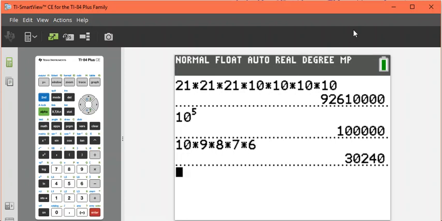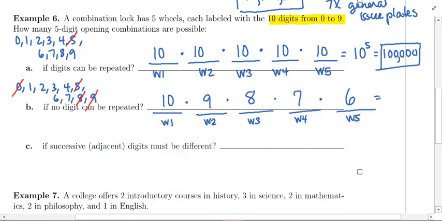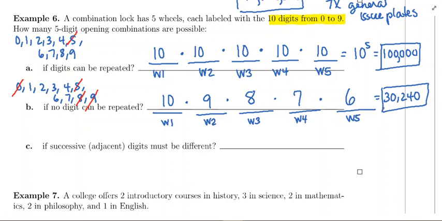So, 30,240. You can see that with this extra restriction that you cannot repeat digits, it really narrows down how many combinations are allowed. Remember in part A, when you could repeat digits, we had 100,000 total possible combinations. But now that you can't repeat digits, it's narrowed it down. There are only 30,240 possible combinations.